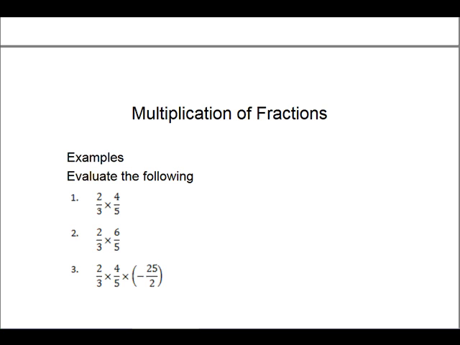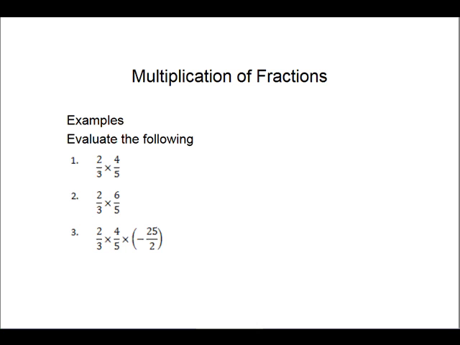Okay, so let's work this out. Here I've got 2/3 multiplied by 4/5. You multiply the top numbers together and you multiply the bottom numbers together. So we have 3 times 5, which is 15, and we have 2 times 4, which is 8. You can't lower this down, so that's it.